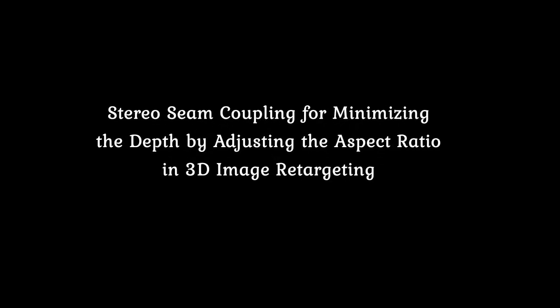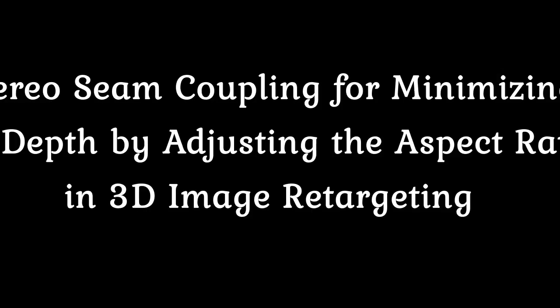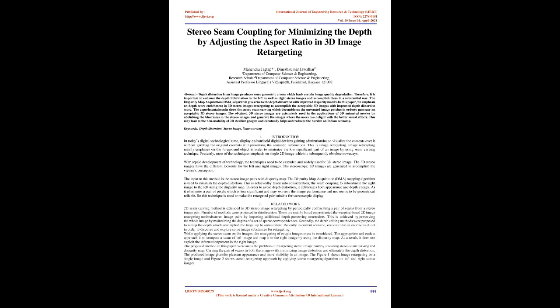Stereo scene coupling for minimizing the depth, by adjusting the aspect ratio in 3D image retargeting. Abstract: depth distortion in an image produces some geometric errors which lead to certain image quality degradation.